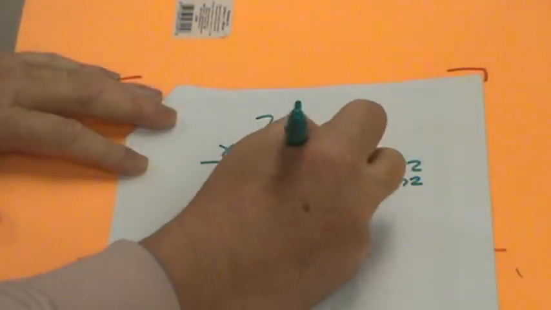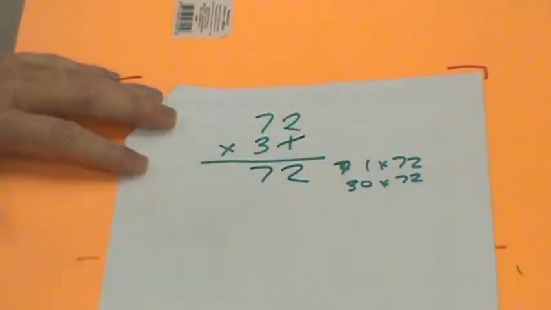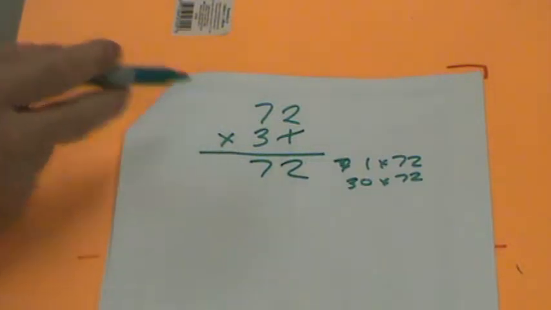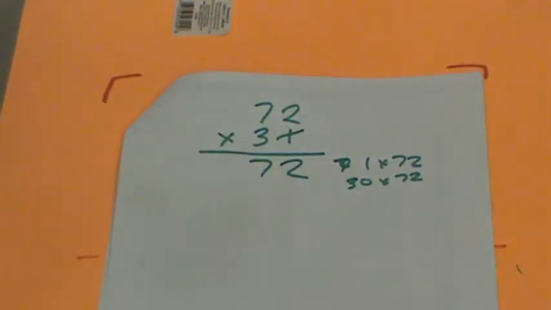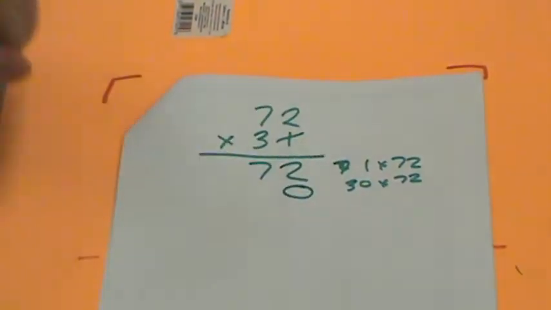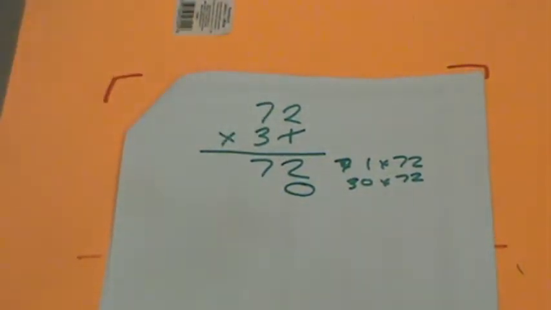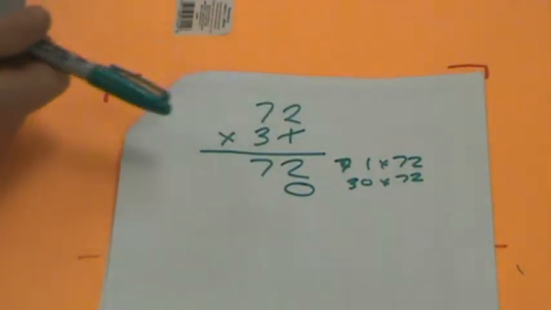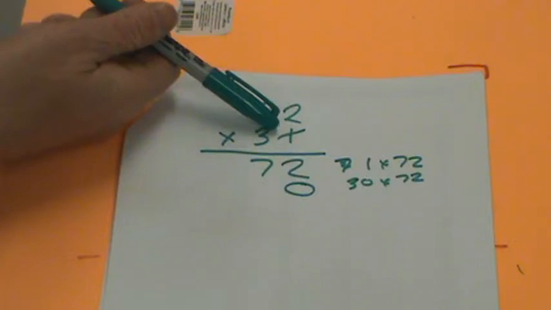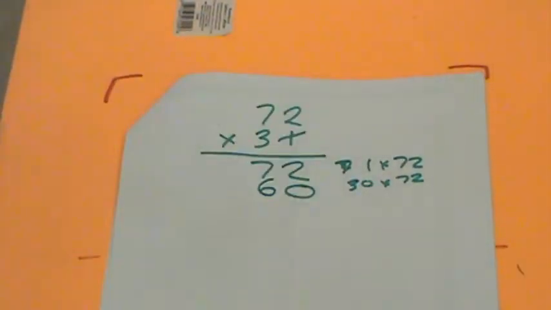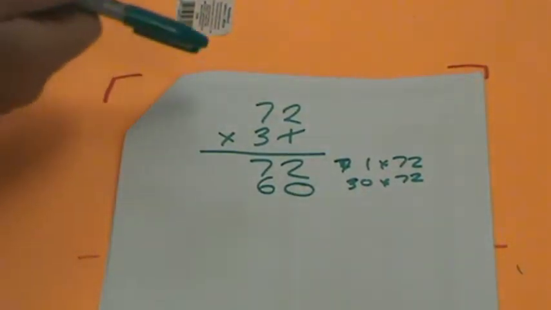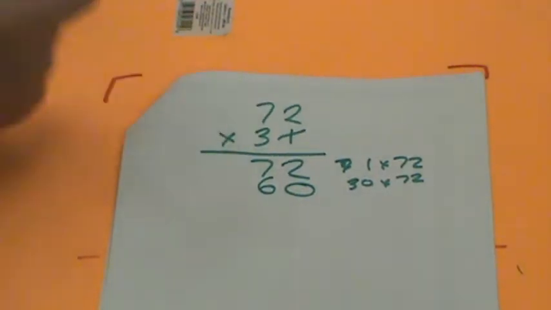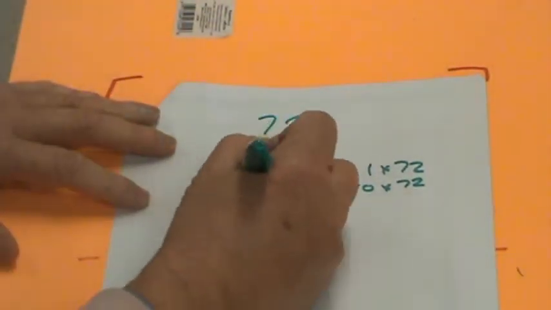2 times 1 is 2, 7 times 1 is 7, so we can cross that out. But now I'm multiplying 72 by 30. Because it's 30, I need to put a 0 here. Because look, 30 times 2 is what? Well, 3 times 2 is 6. We'll multiply them in tens, we'll throw in the 0, so it's 60. Look at how amazing that is. And then we don't need to bring anything over. We just do 7 times 3, 21.